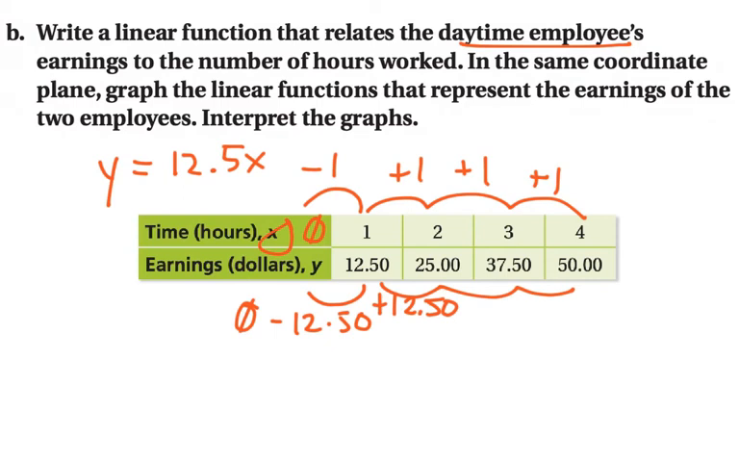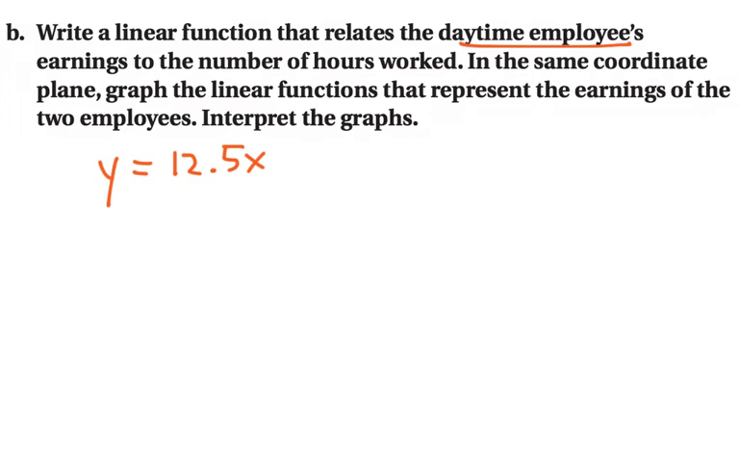Whereas when we think about the nighttime employee, they actually started with some kind of an amount. There must be a nighttime bonus or something along those lines. What that means is that when we go to finish writing our function, and we think about adding on our y-intercept, well, we just discovered that the y-intercept is actually 0, meaning if we were to write plus 0, that would be unnecessary. So our final function is just y equals 12.5x.